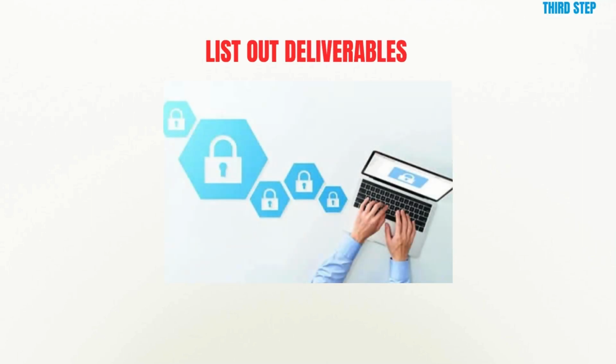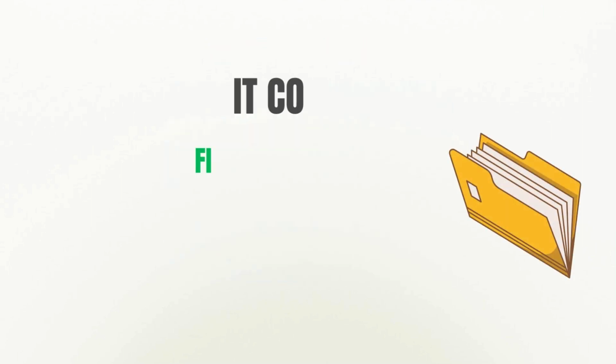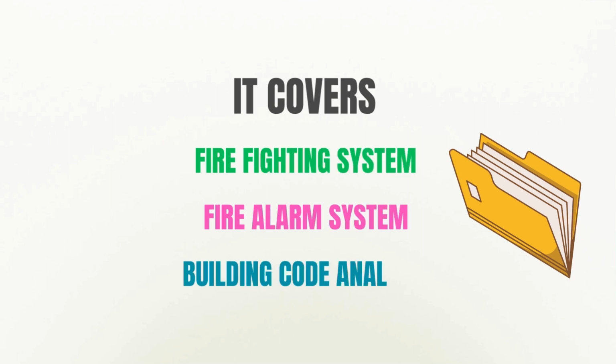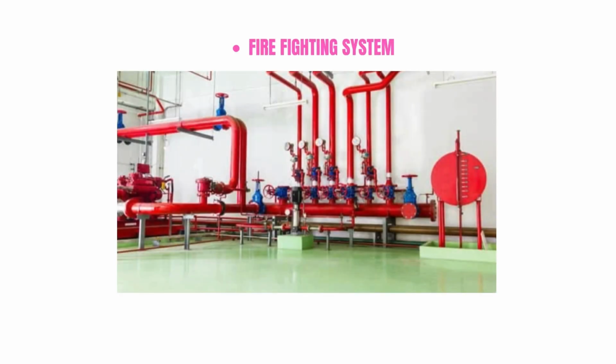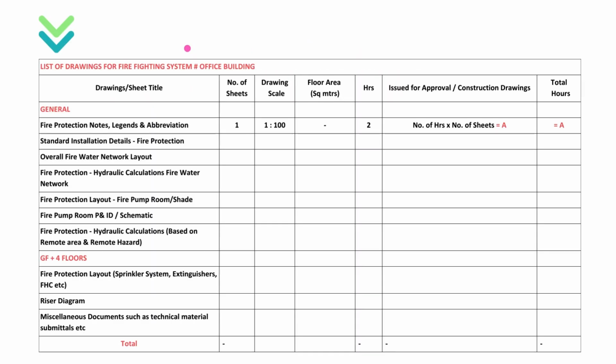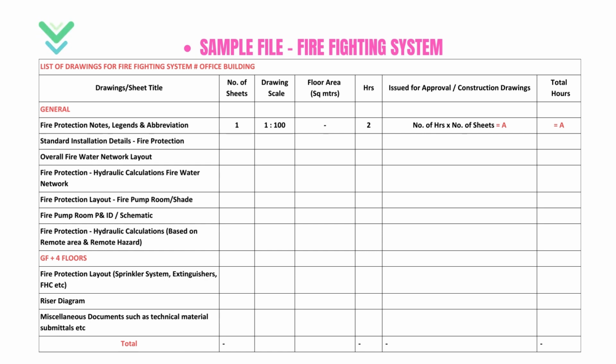The third step will be to list out the deliverables. It includes firefighting and fire alarm system documents and drawings and building code analysis. I will be sharing the sample format for firefighting system deliverables in the next slide. You can see the minimum documents or drawings listed here along with the number of hours required for designing the firefighting system. However, this might vary as per project size.